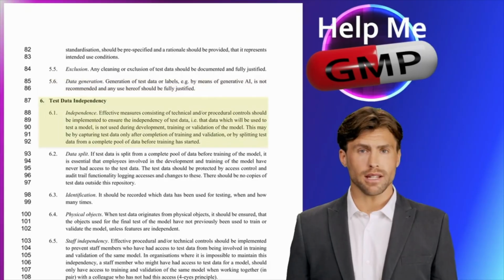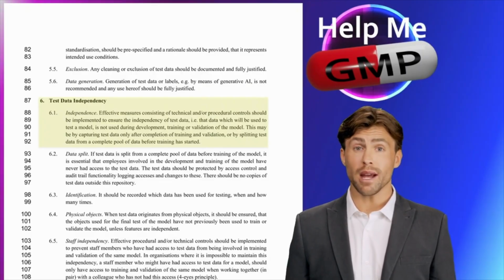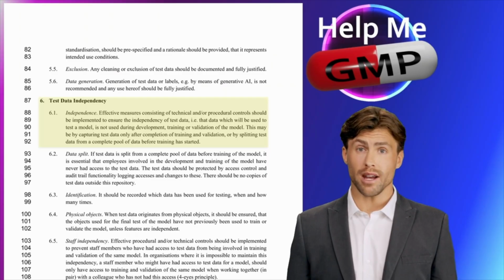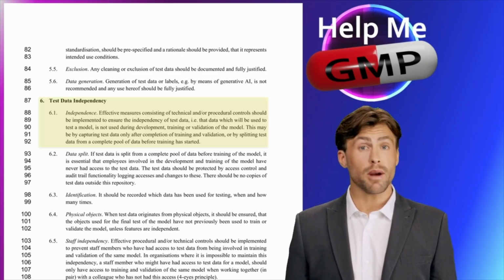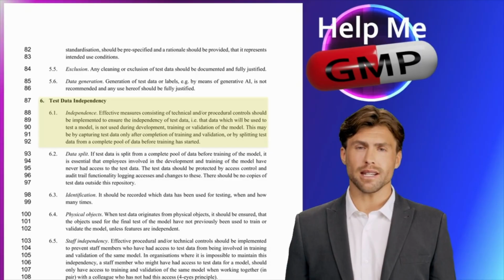Test data independency. Independence. Effective measures consisting of technical and/or procedural controls should be implemented to ensure the independency of test data, i.e., that data which will be used to test a model is not used during development, training, or validation of the model. This may be by capturing test data only after completion of training and validation, or by splitting test data from a complete pool of data before training has started.